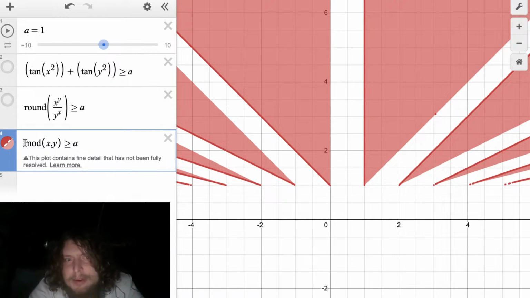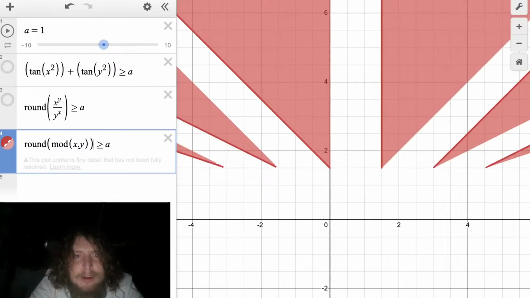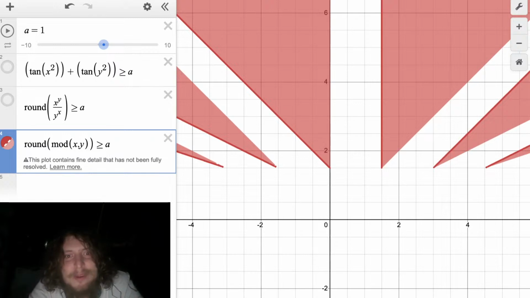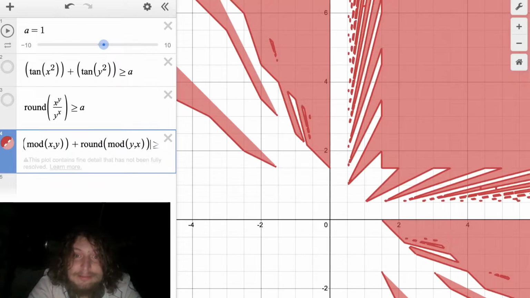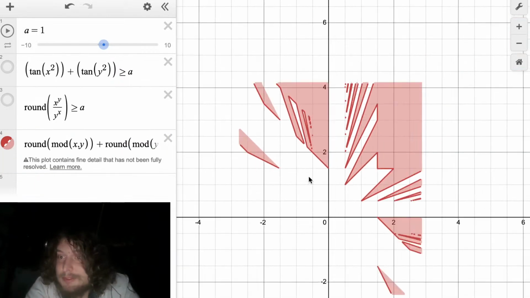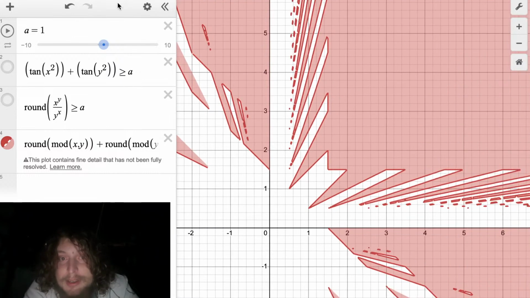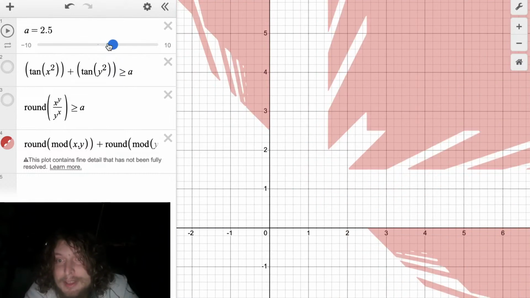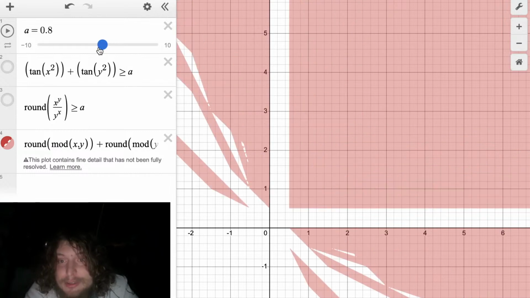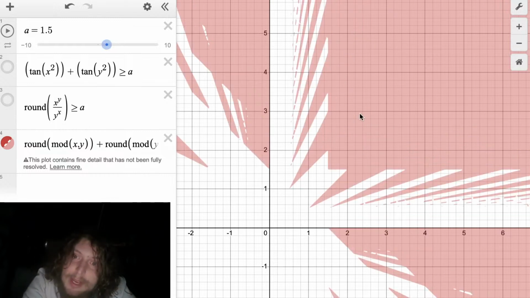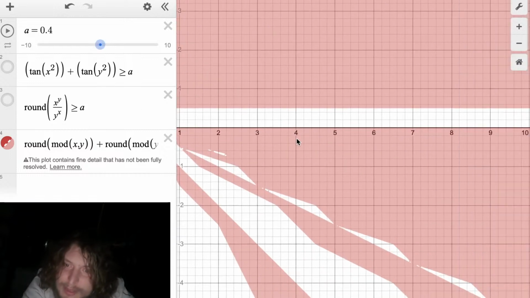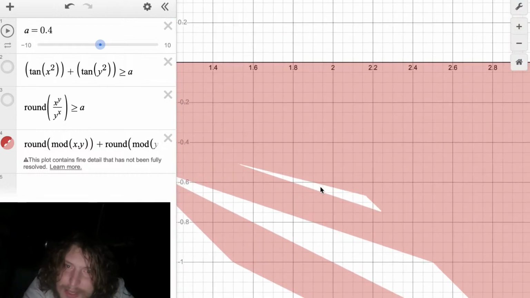So maybe we want to have more than one round. Maybe we want rounded x mod y plus rounded y mod x. And yep, we found something more interesting. Here we get these strange ones that look sort of like stalactites or something. Or this is like some upside down Batman thing or spiky mountain. And we get some strange patterns here. Look at these little missing ones.